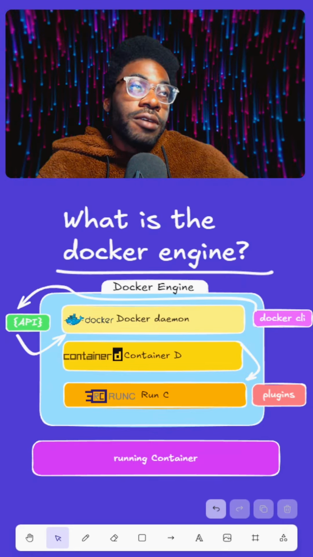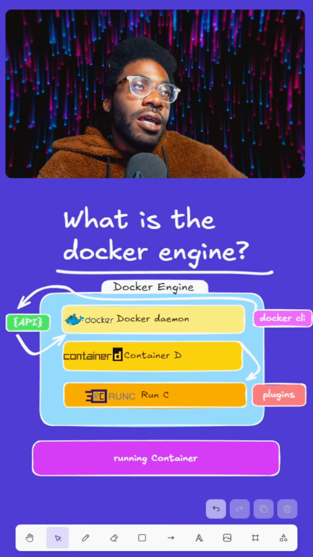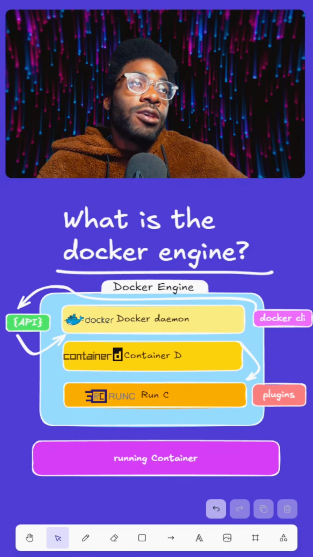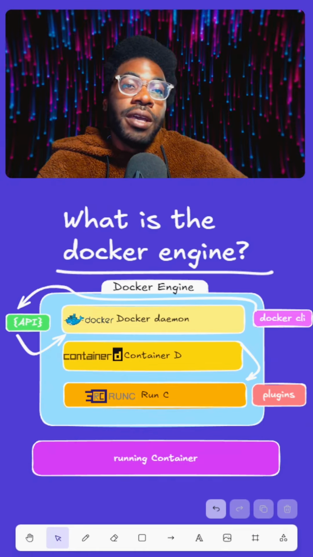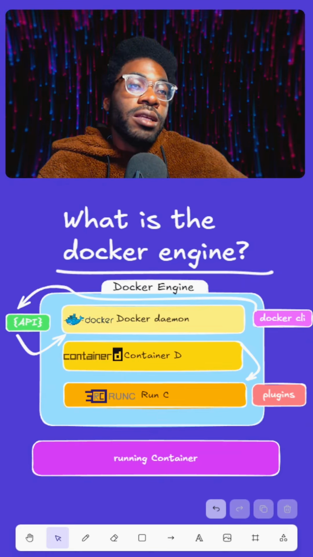Containerd does a lot of stuff in Docker. It starts containers, stops containers, deletes containers, and even builds container images. Containerd is also used by Kubernetes and Podman. It's an open standard, and it's also why Docker images can run on Kubernetes.